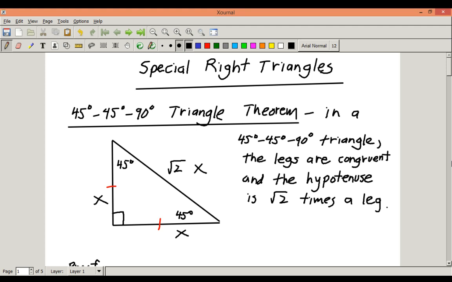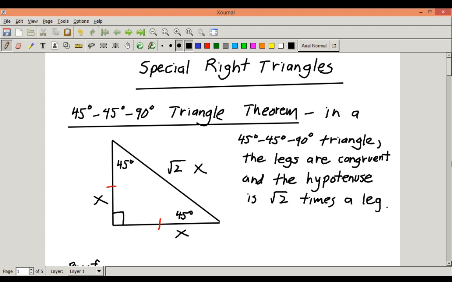Okay, welcome back everybody to the last topic of the current unit. Today's topic is about two special right triangles. These are easily the two most important right triangles of your life. One is called the 45-45-90 triangle, and the other is called the 30-60-90 triangle.